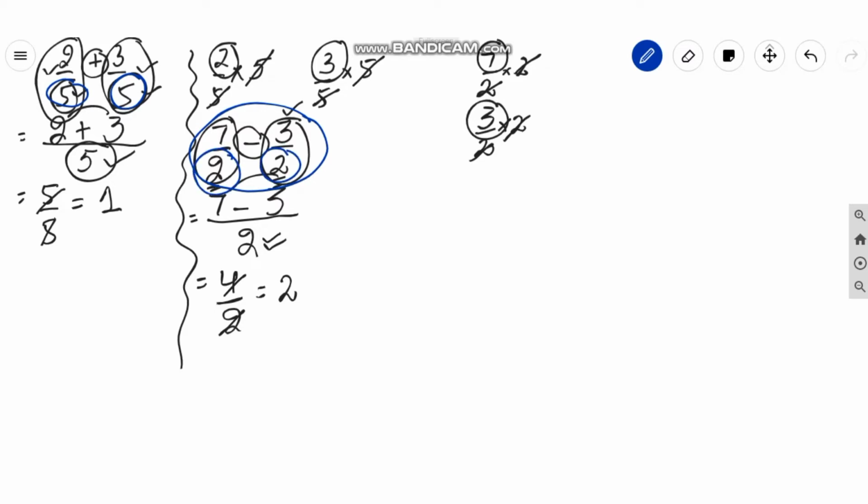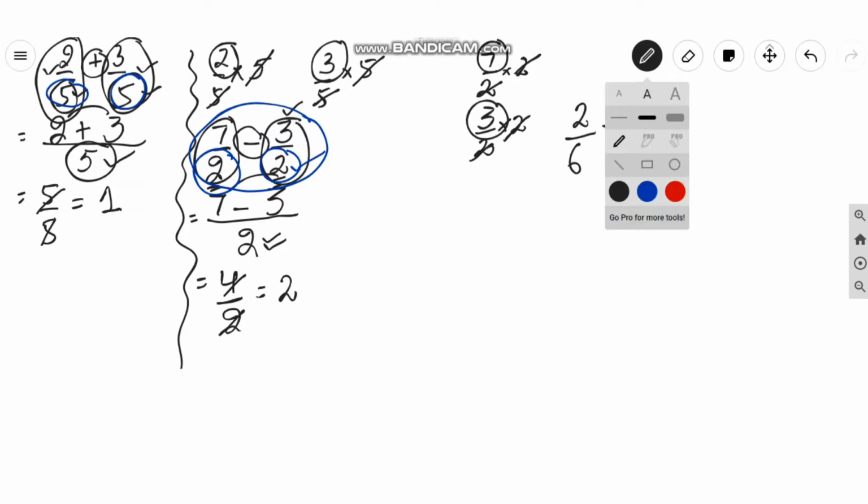Now let's talk about the sum or the difference of two fractions having different numbers in the denominator. So let's start. This time let's take an example like 2 by 6 plus 3 by 2. In this case, the numbers in the denominator are different. In the denominator of the first rational number there is 6 and in the denominator of the second rational number it is 2.